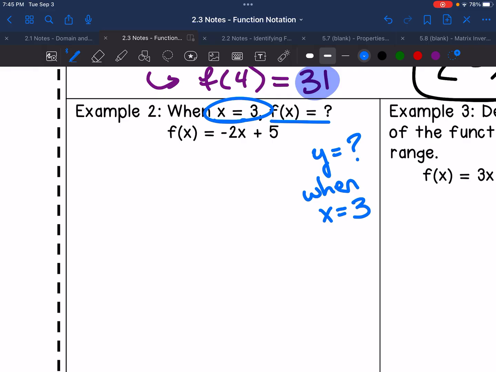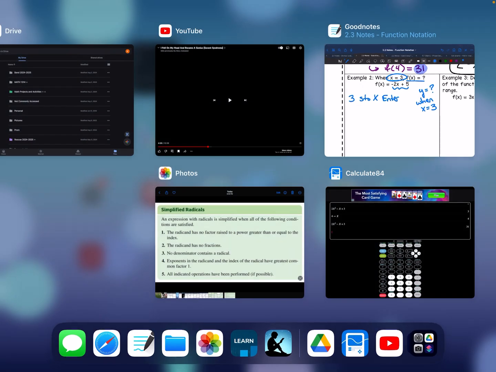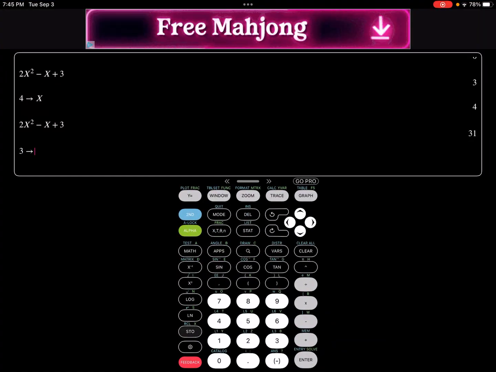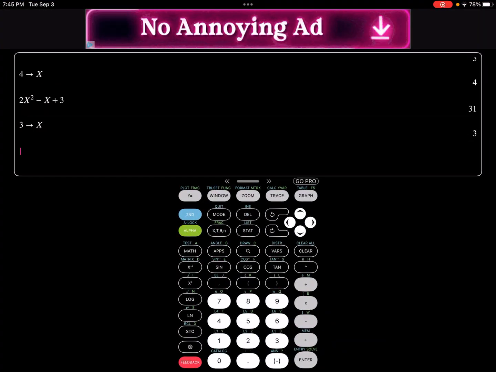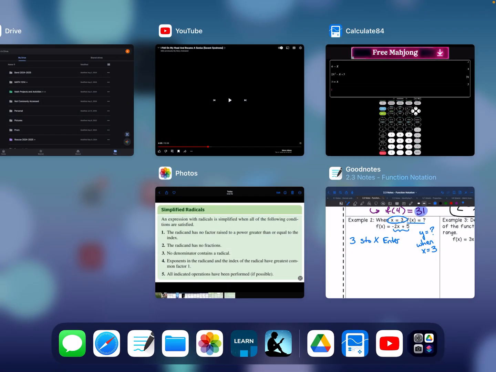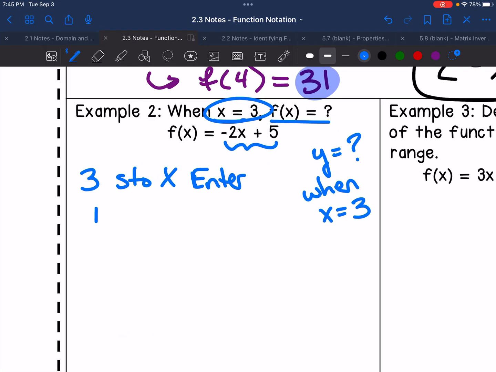All right, so we've got this expression here, negative 2x plus 5. We're going to see what happens when I do 3 store x and press enter. So 3 store x, enter. That saves it in there. And then now I'm going to type negative 2x plus 5.